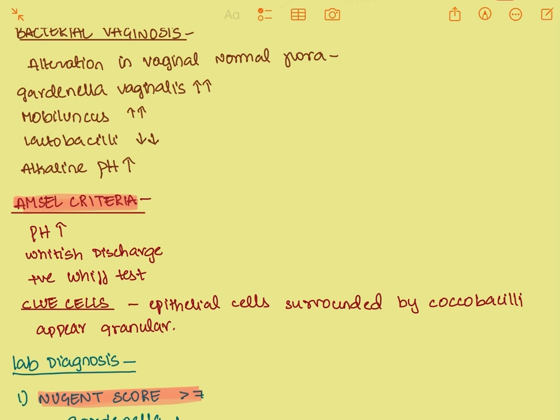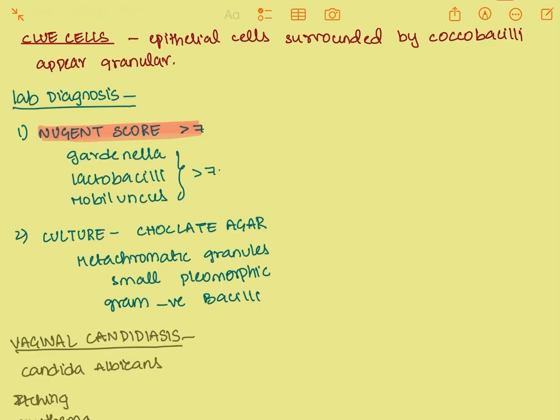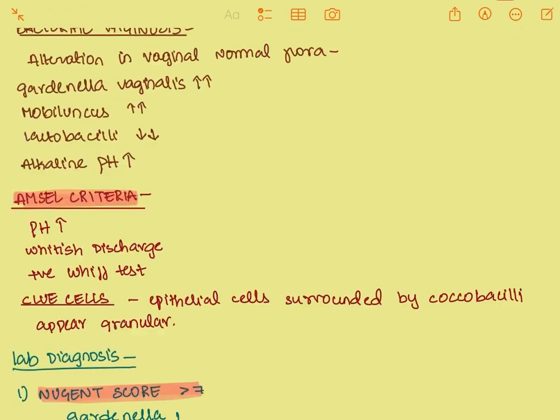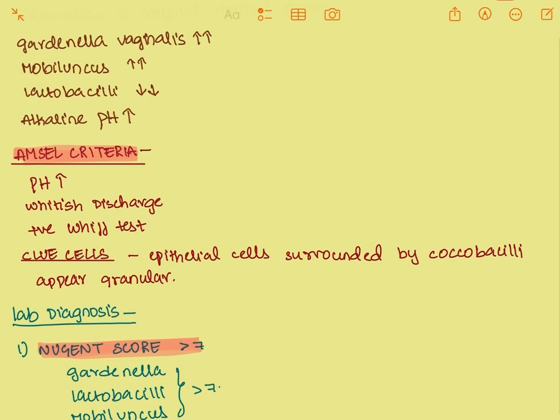So under Amsel's criteria, you have to remember pH, which is increased because of the decrease in lactobacilli, whitish discharge, positive WIFF test, and clue cells. These are the four things that come under Amsel's criteria. In lab diagnosis, the Nugent score, taking Gardnerella, Lactobacillus, and Mobiluncus together, will be greater than 7. Just write it. Culture can also be done on chocolate agar. You can see metachromatic granules and small pleomorphic gram-negative bacilli. Things you have to remember: alteration, Amsel's criteria, Nugent score, clue cells.